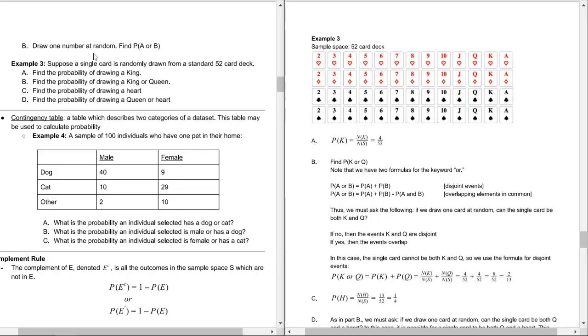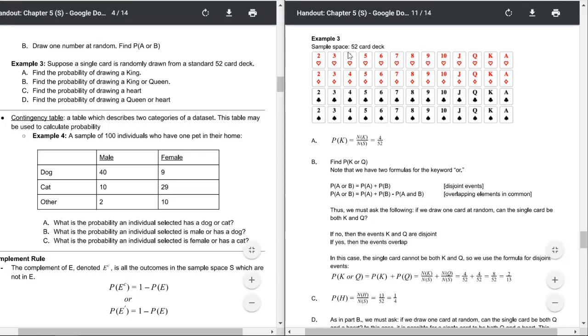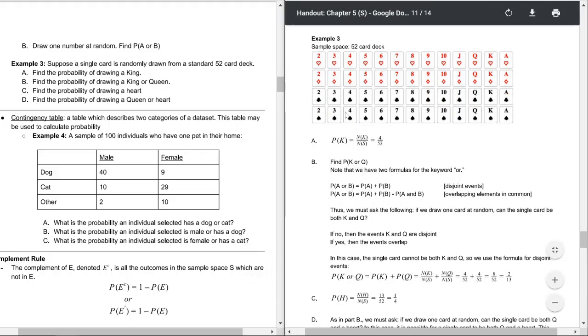So here, suppose we have a single card that is randomly drawn from a standard 52 card deck. The 52 card deck is this, okay, so we have the numbers 2 through 9, then 10, Jack, Queen, King, Ace. That's 13 cards there. And we have 4 symbols or 4 suits. The 4 suits are hearts, diamonds, clubs, and spades, okay? So 13 cards each, that makes the sample space 52 cards, okay?